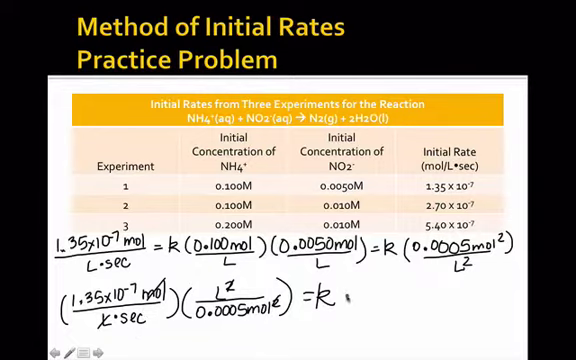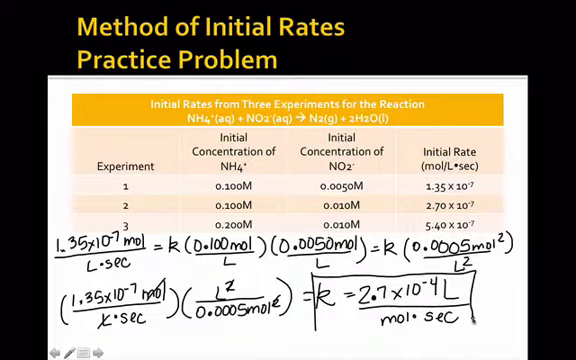And when I multiply that together, I get 2.7 times 10 to the negative 4th, and then I just bring over all my units. So I have a liter on top per mole second. And that's your answer for K. So the rate constant for this reaction is 2.7 times 10 to the negative 4th liters per mole second.